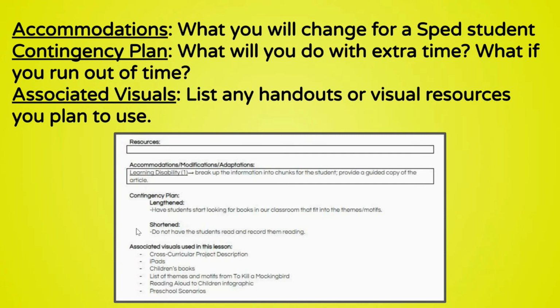Then the next part is associated visuals. So this is where you list any handouts or any kind of visual resources that you plan to use. So I had down here, you can see they were using their iPads, a bunch of different children's books, the project description, an infographic, and preschool scenarios. So we had a lot. This was a 90-minute class period. So we had a lot of things to hand out to the kids during that time. So again, you put that there in case you have a sub maybe, or if someone just wants to see what's going on in your lesson.